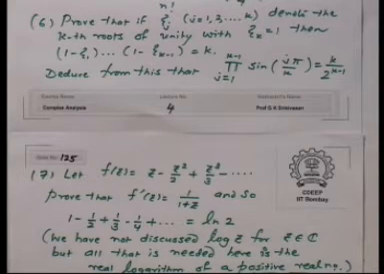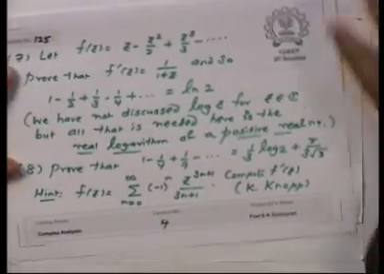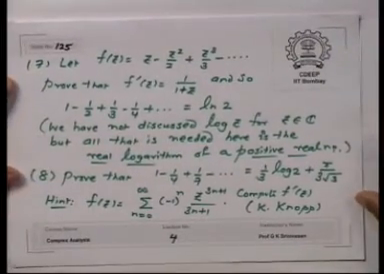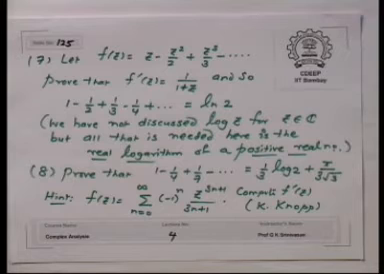You have to use Abel's limit theorem, by the way. This is not a trivial problem. And the next one is very similar: 1 minus 1/4 plus 1/7, etc. is 1/3 log 2 plus pi by 3 root 3. Hint: start with sigma n from 0 to infinity of minus 1 to the power n, z to the power 3n plus 1 upon 3n plus 1, and differentiate. This problem is from Konrad Knopp's book Theory of Infinite Series.